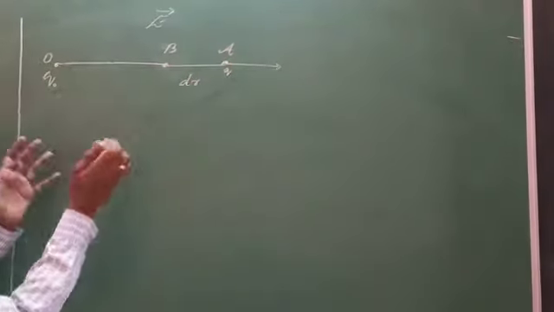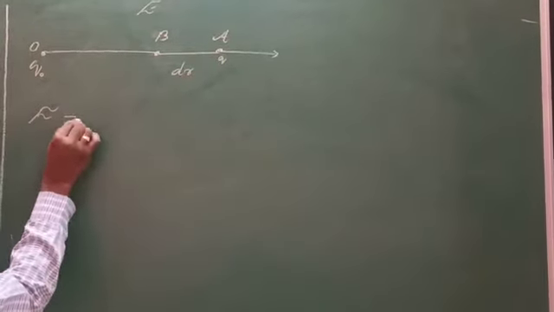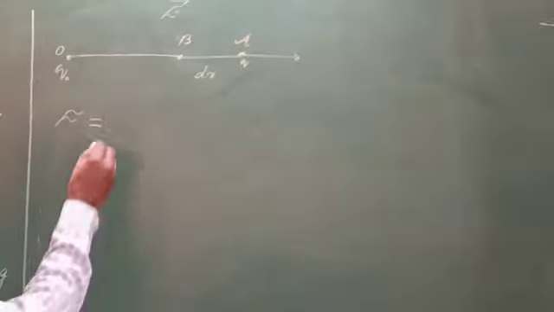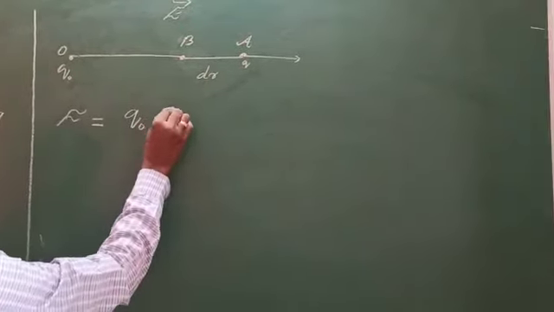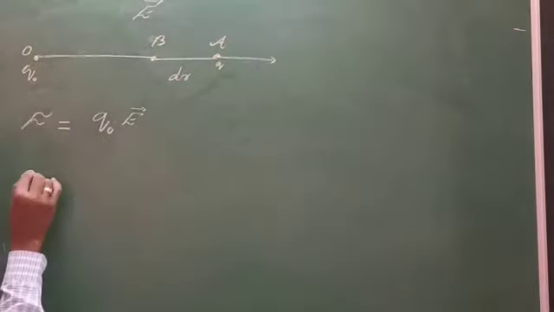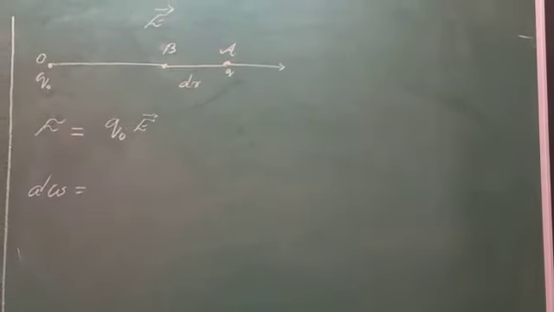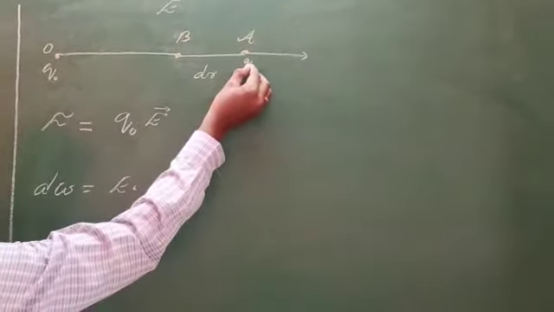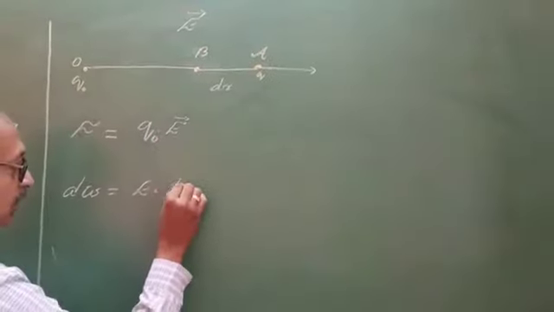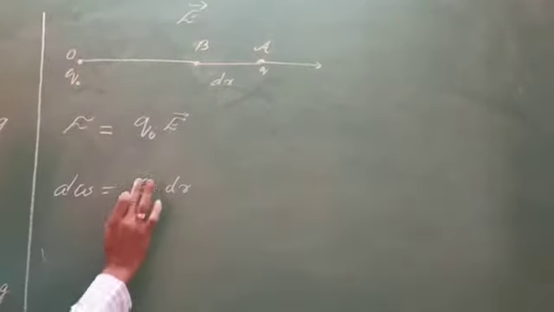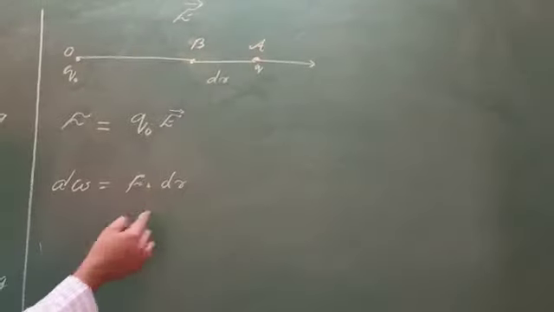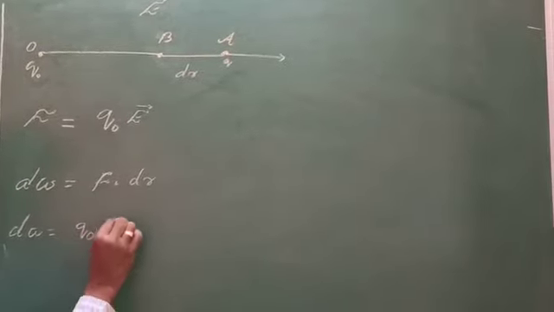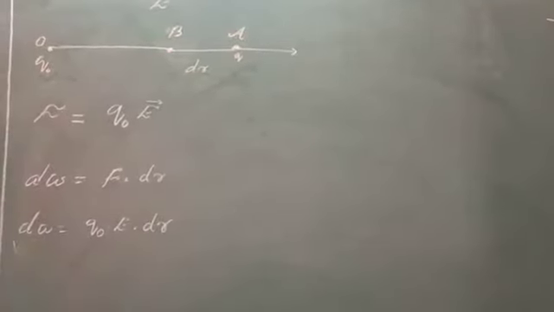Then we already know the force acting on it: the force F is equal to Q naught into electric field E. Then what is the work done? dW is equal to F into dl, the small distance from point A to point B. So dW is equal to Q naught into E into dr.